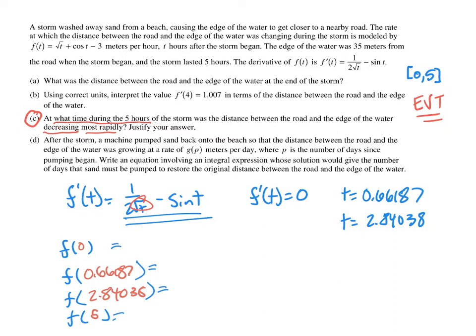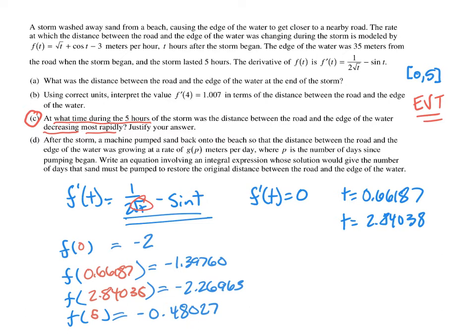And of course, I've already typed these in on my calculator. When I plugged 0 into f, I got -2. When I plugged in 0.66187, my value was -1.39760. When I plugged in 2.84038, that value was -2.26963. And when I plugged in 5, I got -0.48027. Now, it might be a good time to pause the video and double check my calculations. You never know when you're going to make a mistake, but I think I've got this thing nailed.